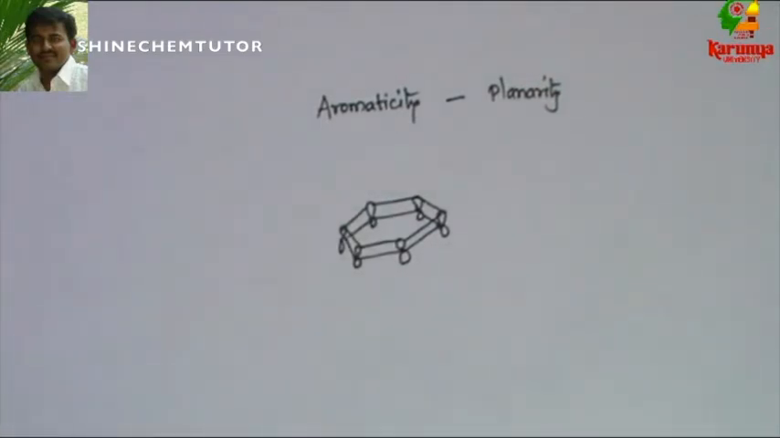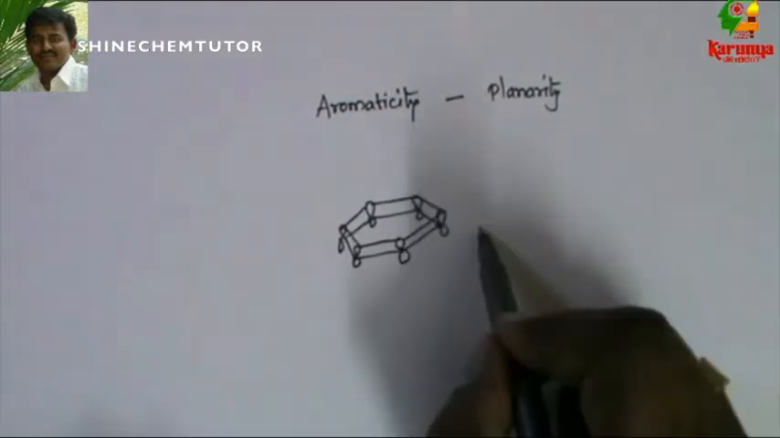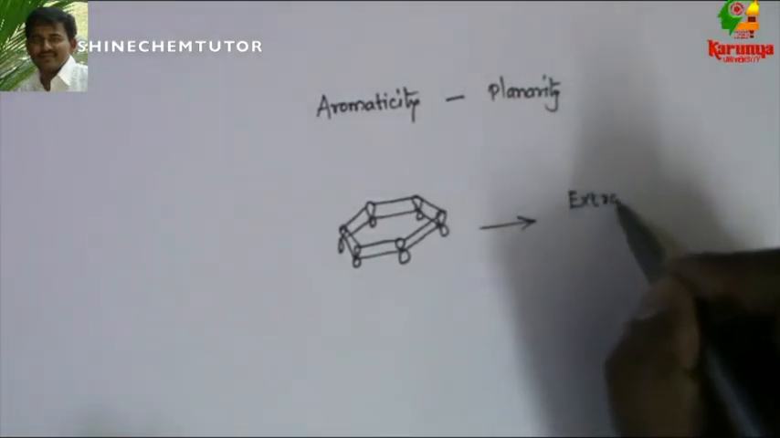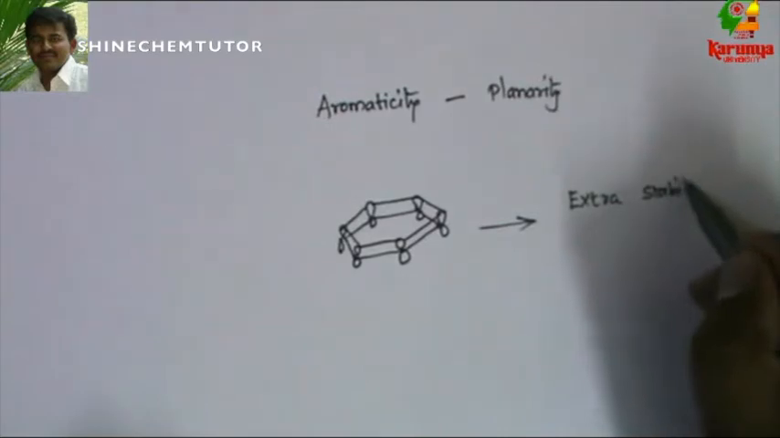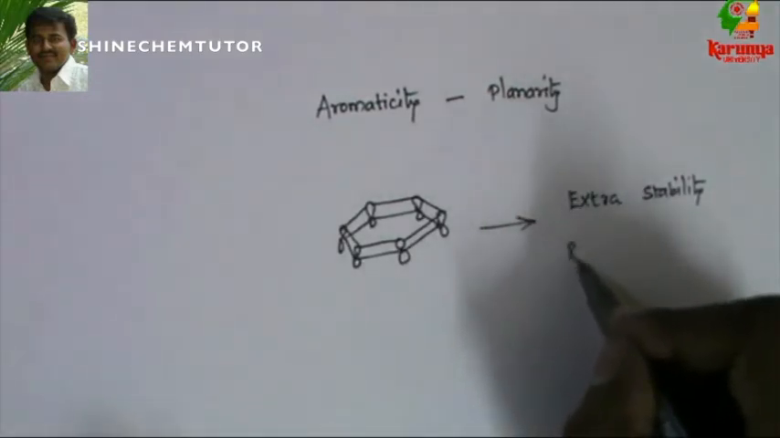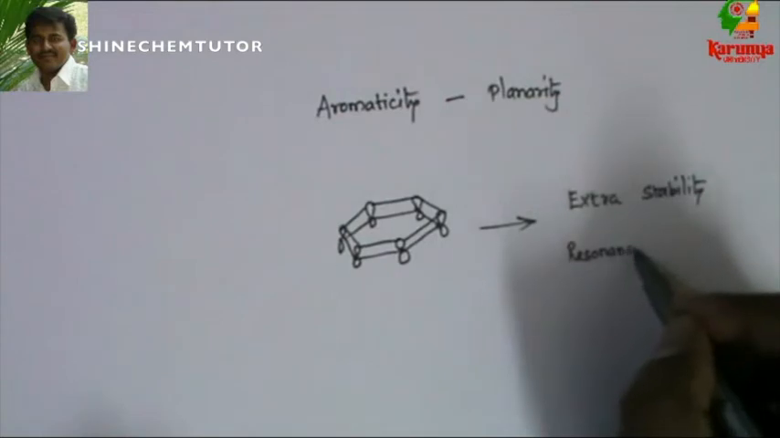It is not compulsory that all the carbons should be in the same plane. Sometimes all the carbons may not be in the same plane, but they will be planar enough to overlap with the neighboring carbon p orbital. This overlapping of p orbitals gives extra stability to the system. That extra stability is known as resonance energy.